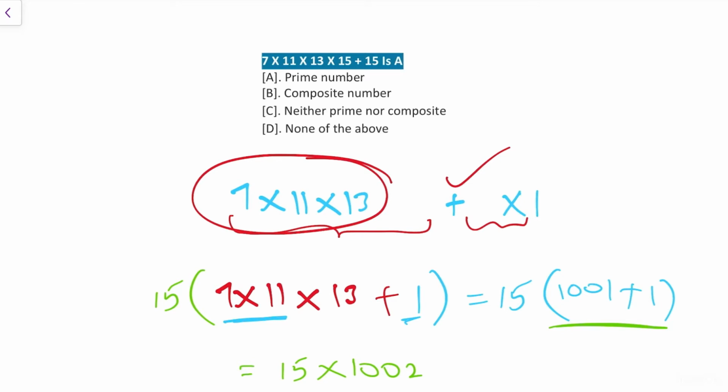Now we already know what a prime number and a composite number are. A prime number has only two factors, the number 1 and the number itself, whereas a composite number has more than two factors. Besides these two, some other numbers also will be factors. Now if we observe this clearly, 15 into 1002, here 15 is a factor, 1002 is a factor, and every number has 1 as a factor as well as the number itself. So I can say that it has more than two factors. So definitely this is a composite number.